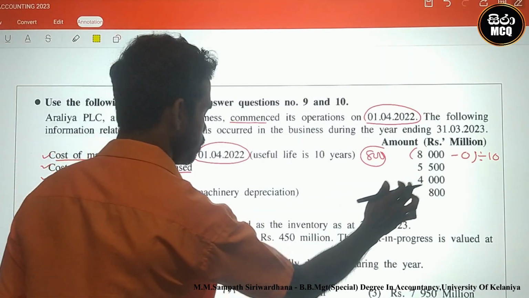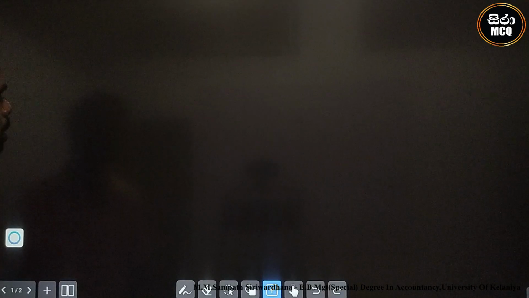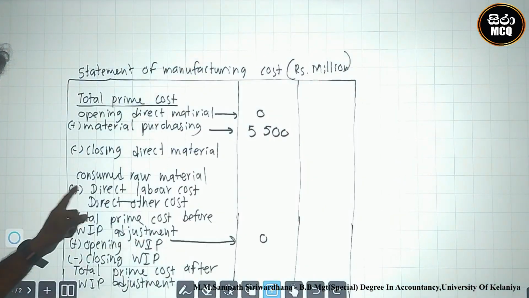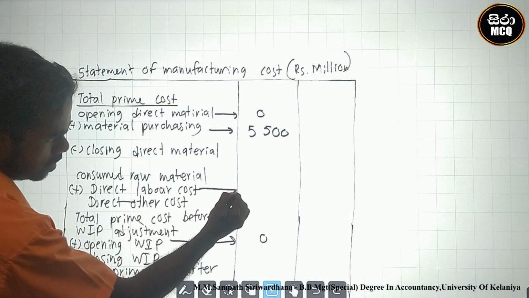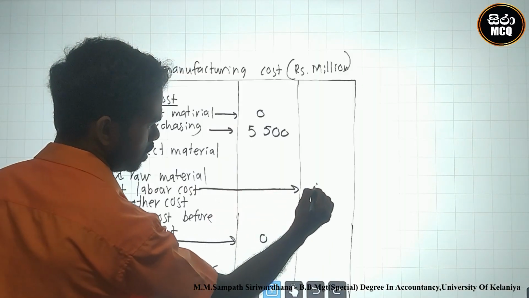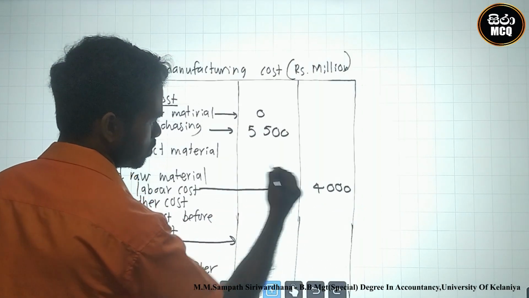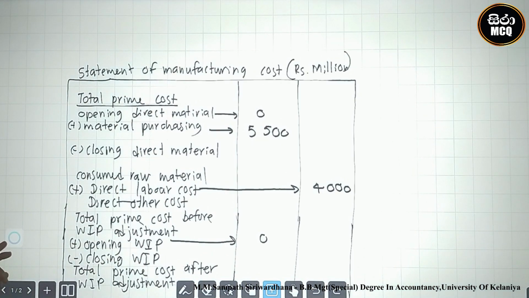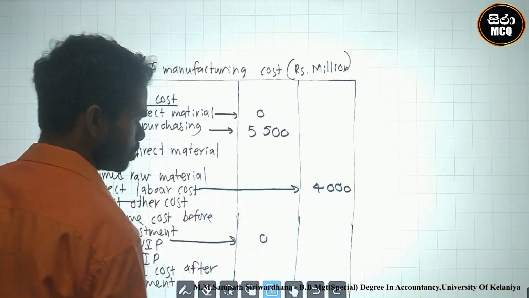Direct labor cost is 4,000. We can include this one in the second column. Okay, direct labor cost. Next one.